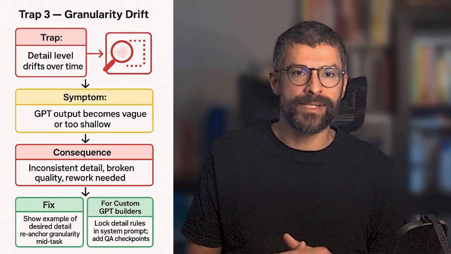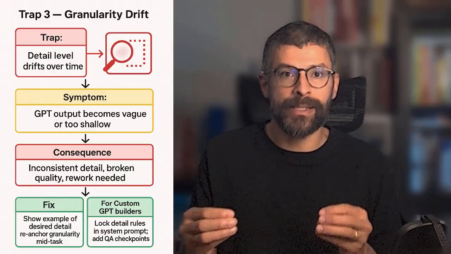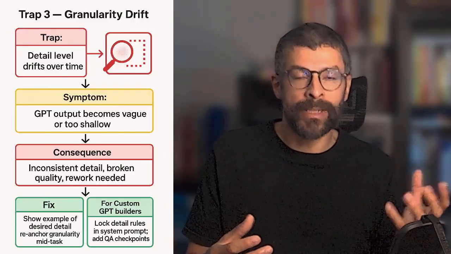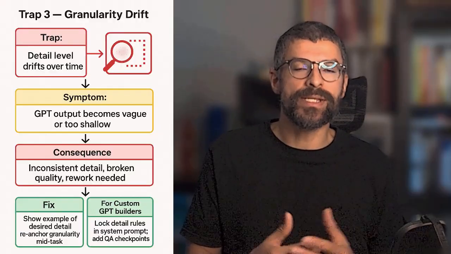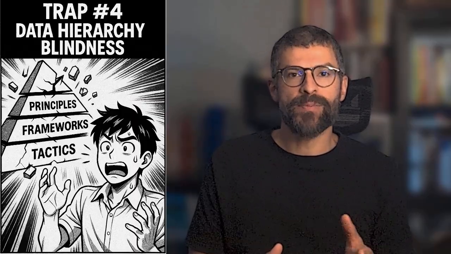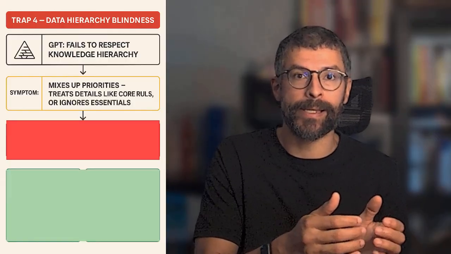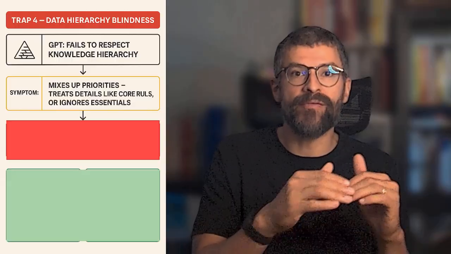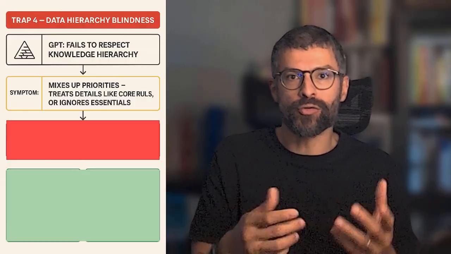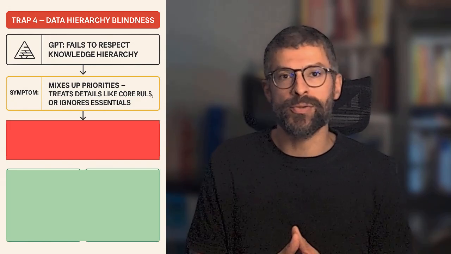But here's where things get risky. Sometimes ChatGPT doesn't just fade in detail. It applies the wrong rule at the wrong time or uses the wrong notion at the wrong moment. And that's when things really break. Trap 4 is data hierarchy blindness. ChatGPT often can't tell the difference between a core rule and a one-off tip. It treats everything as if it's on the same level. Think of it like a messy toolbox. The screwdriver you use every day gets thrown in with a random gadget you used once.